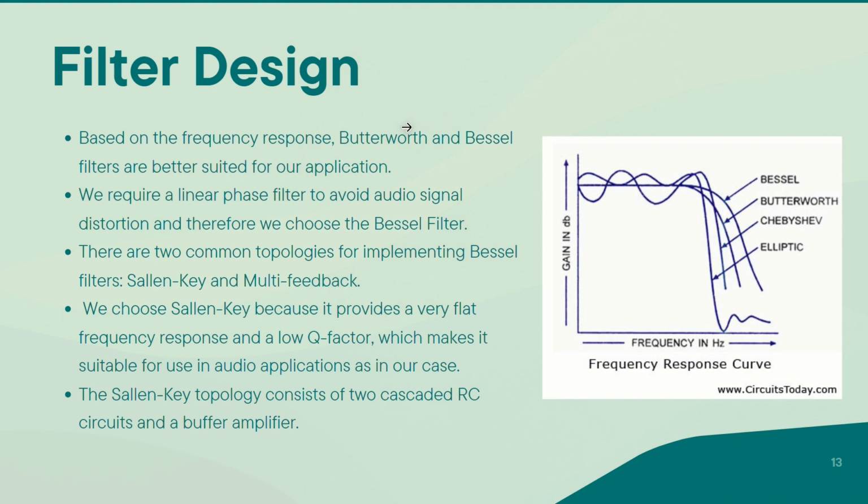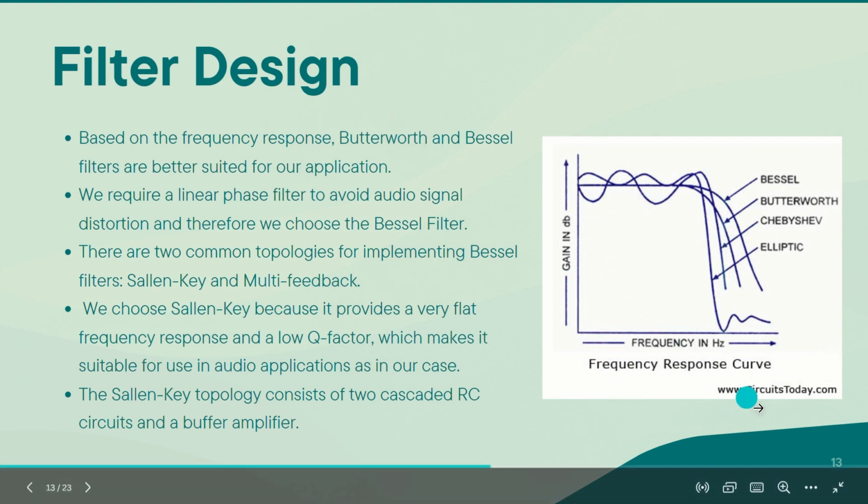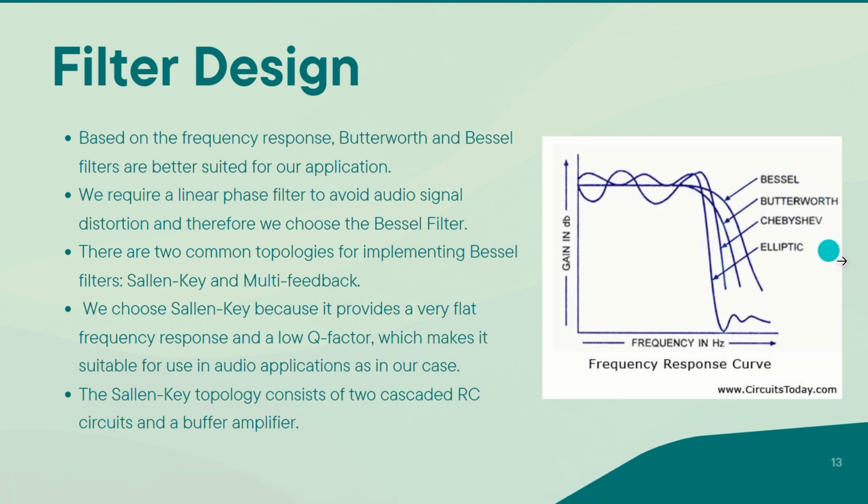Filter design. So now let's take a look at the gain versus frequency curve of the different types of filters, namely Bessel filter, Butterworth filter, Chebyshev, and elliptic filters. Among these, we chose the Bessel filter for our project because it has a flat gain response, linear phase response, and good time domain characteristics. We did not want any ripples in our filtering stage, so that's why we chose the Bessel filter, as we can see from its response in this plot.